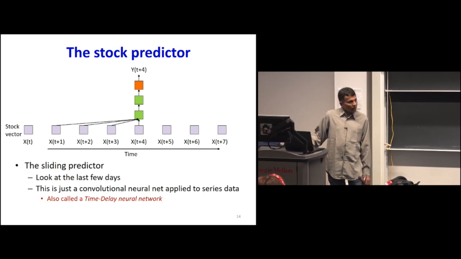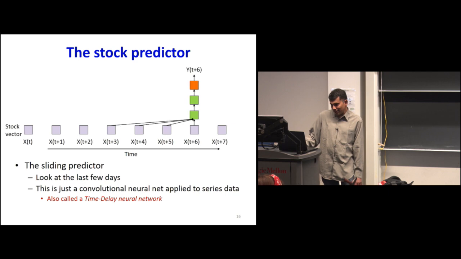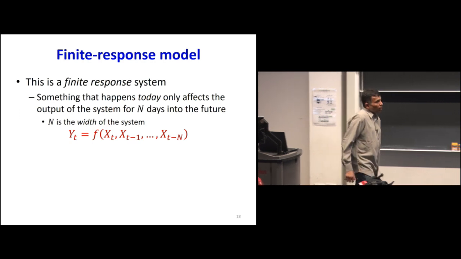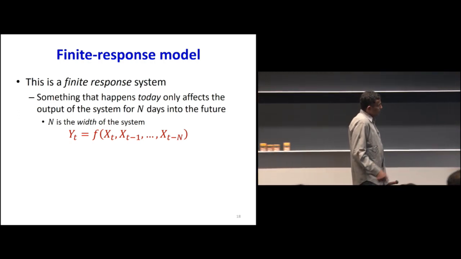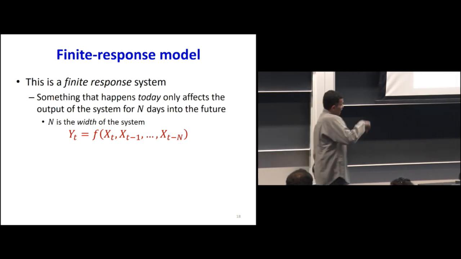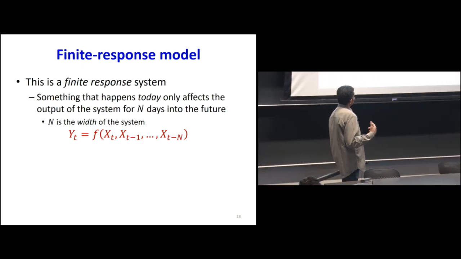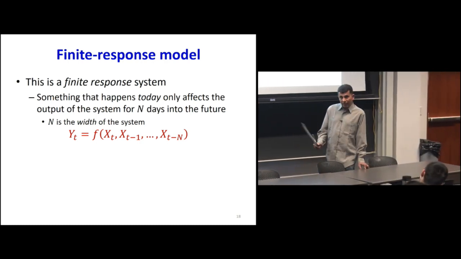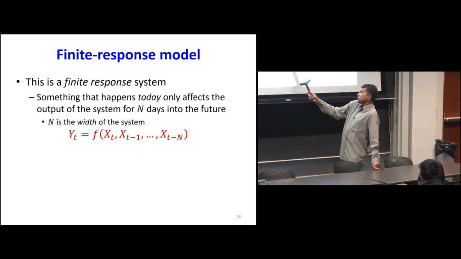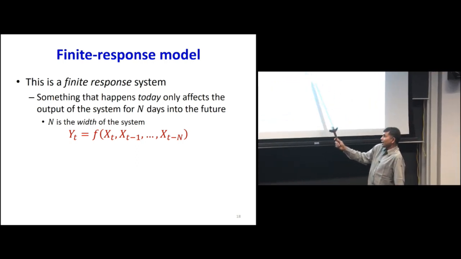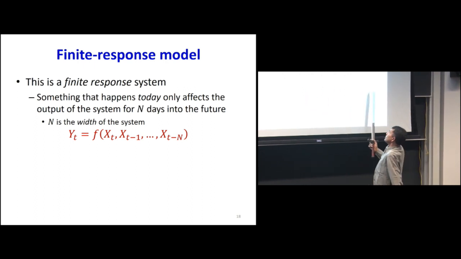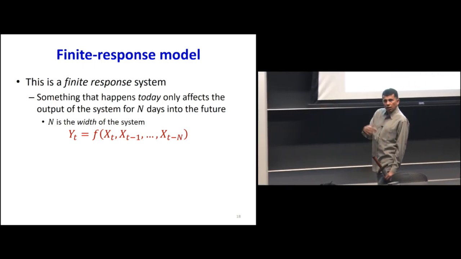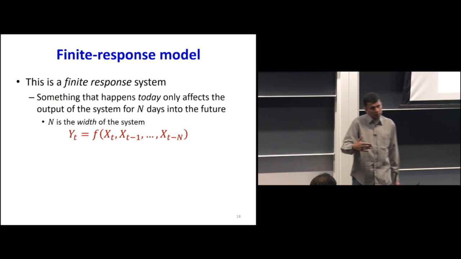On each day, you're going to be looking at what happened that day and in the past, say 4 days, and make a prediction for the next day, right? Simple. So this is what we will call a finite response system. Something that happens today only affects the output of the system n days into the future. So the way we defined it, the y at any time is a function of the x at that time and the x over the past n days, right? The output is only dependent on the current and a certain number of past inputs.